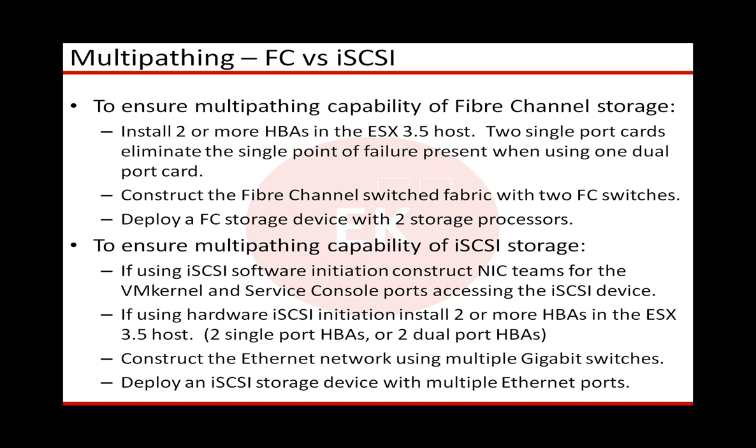You want to try to connect to two different Ethernet switches. Gigabit switches are recommended, of course. And you want to deploy an iSCSI storage device with multiple Ethernet ports. So same with the storage processors, where they're connecting us to the actual hardware. The destination iSCSI storage needs to have multiple ports, so that we can do multipathing and have more than one entry and eliminate as many single points of failure as we can.